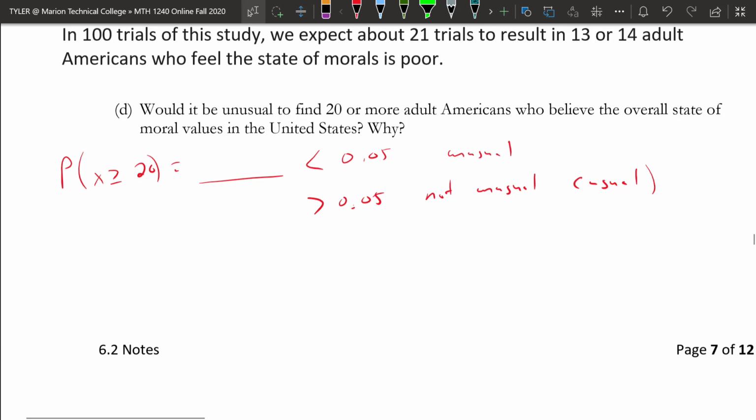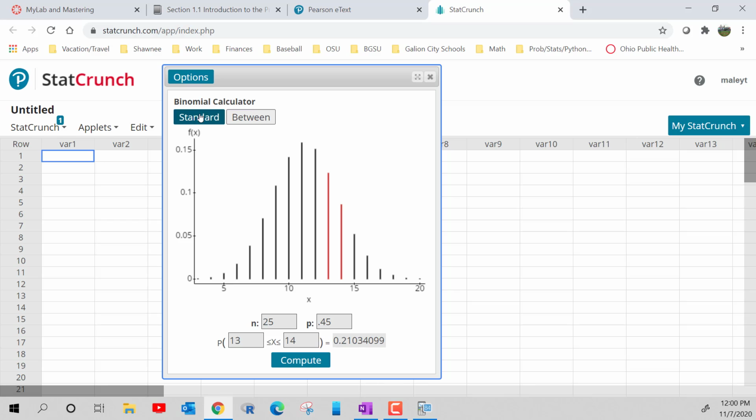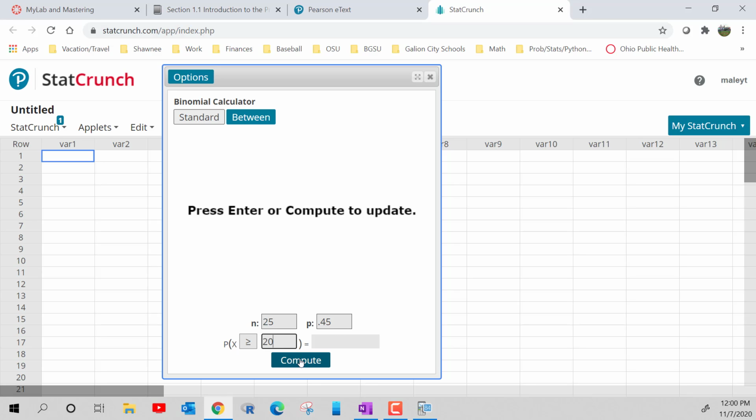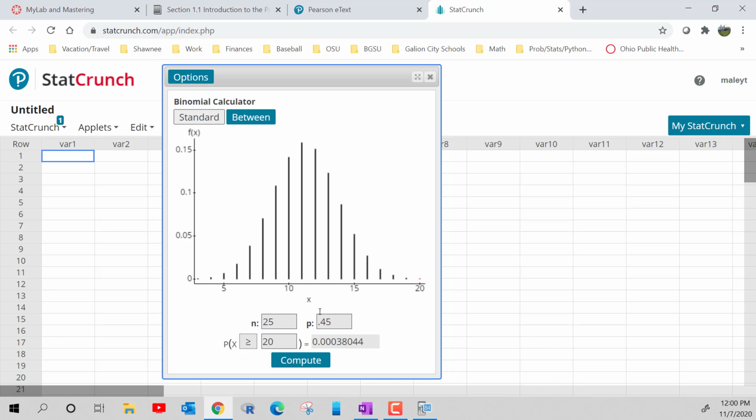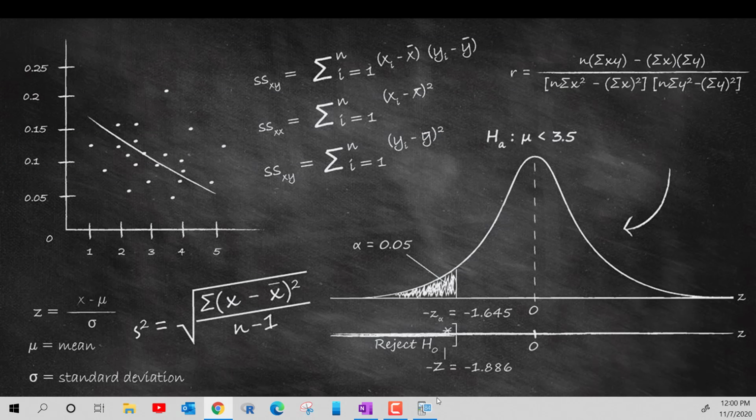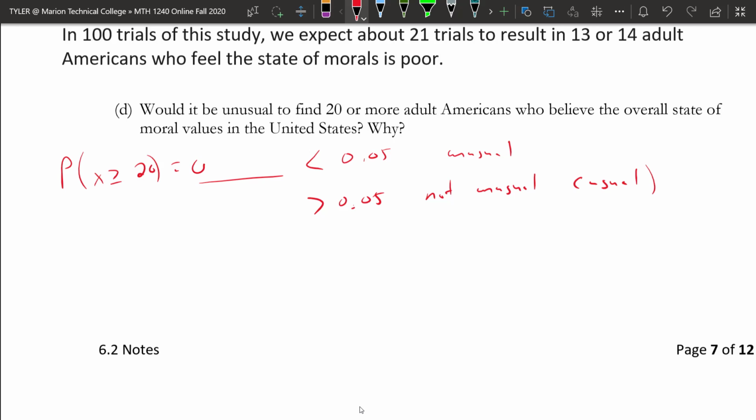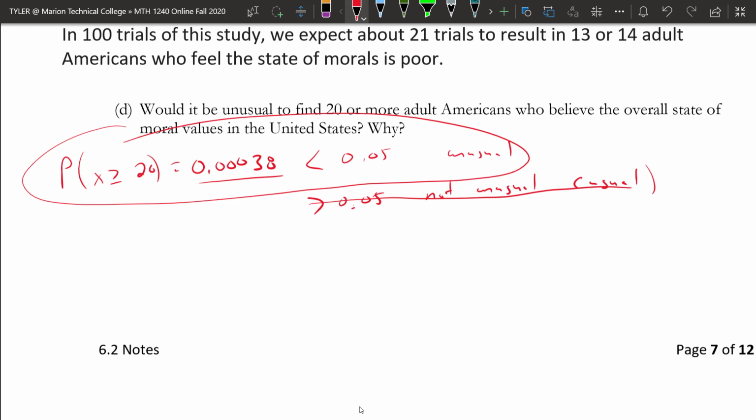So we can find what that probability is using StatCrunch pretty easy. So I need to switch back to the standard calculator. I want to change this to x greater than or equal to and type in 20. Hit compute, and my n and p value is the same as before. So notice this value is really small. We ended up with 0.00038, if I just round to 5 decimal spots. So that's clearly less than 0.05. It's a really small number. So that's why it's unusual.